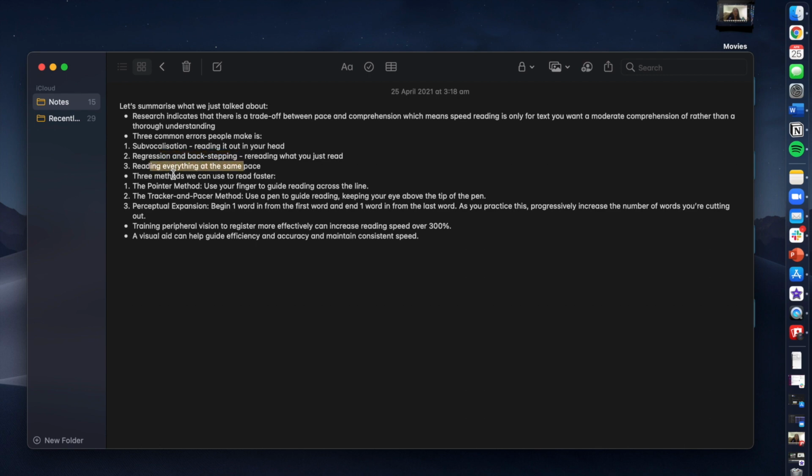Three methods we can use to read faster is the pointer method, so using our finger to guide reading, the tracker and pacer method, using a pen to guide reading and keeping the eye above the tip of the pen, and perceptual expansion, which is beginning one word in from the first and ending one word in from the last, or ending and beginning early basically. Training peripheral vision helps us register more effectively and can increase reading speed by over 300%, and visual aids can help guide efficiency and accuracy and maintain consistent speed.